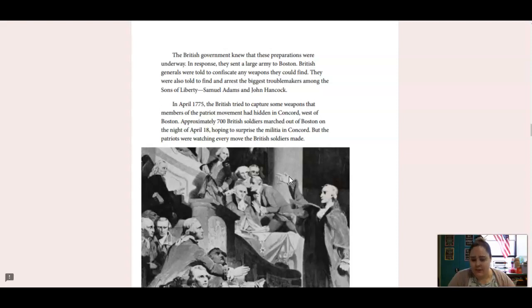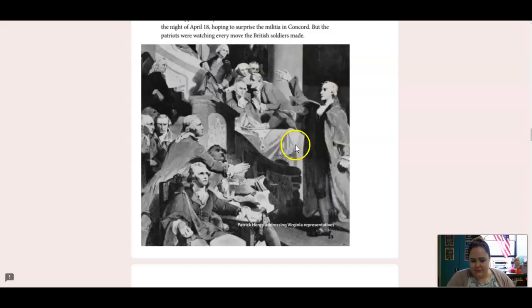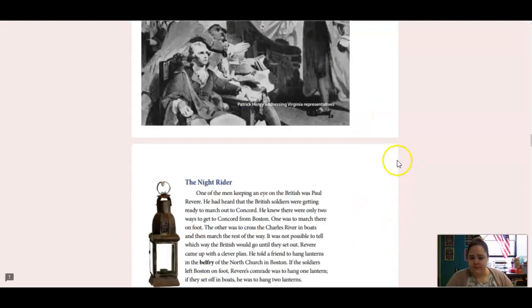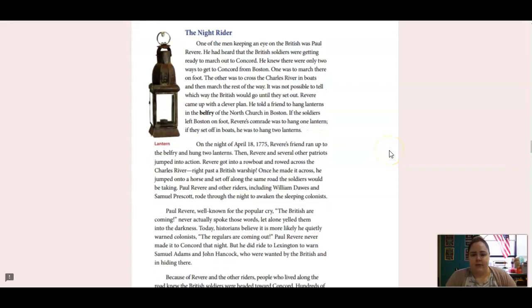In April 1775, the British tried to capture some weapons that members of the Patriot movement had hidden in Concord, west of Boston. Approximately 700 British soldiers marched out of Boston on the night of April 18th, hoping to surprise the militia in Concord. But the Patriots were watching every move the British soldiers made. And this is Patrick Henry, who is one of the leaders of the Sons of Liberty, and he's addressing the Virginia representatives.